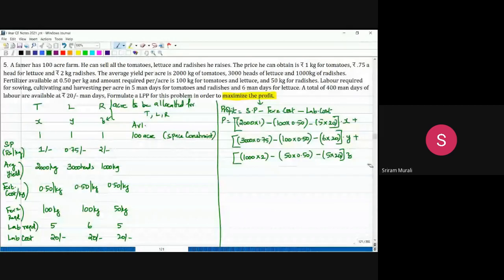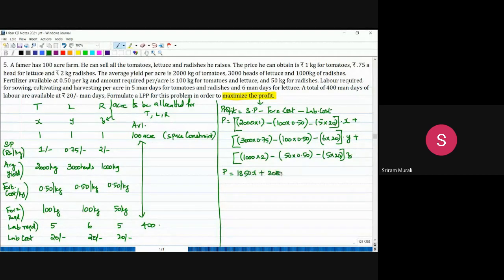I forgot to tell one thing. What is the total man days available? Total man days available is 400 days. So 400 man days will be the availability. Now if I simplify this profit, I will get 1850 times of x, 2080 per acre. But we don't know how many acres to allocate. So we have to solve this problem, but you don't have to solve it now. They just asked to formulate the LPP.